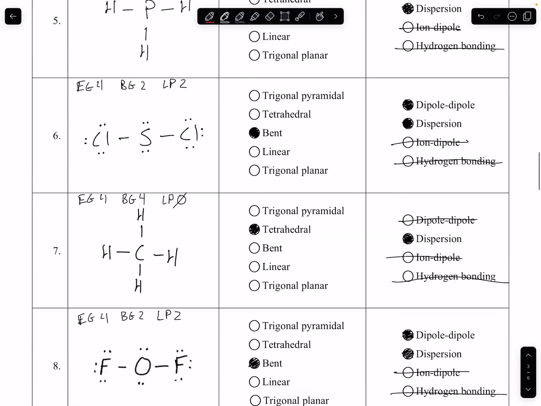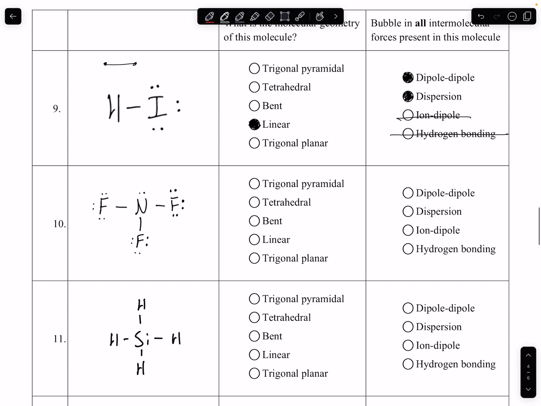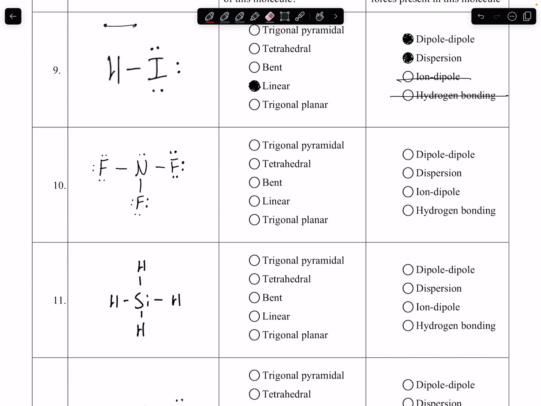Again, we need electron groups is 4, because we're looking at the nitrogen, so 1, 2, 3, 4. And then bonding groups is 3, lone pairs is 1. This is trigonal pyramidal. And because I have a lone pair on the central atom, we will have dipole-dipole, we will have dispersion, we will not have ion-dipole or hydrogen bonding.